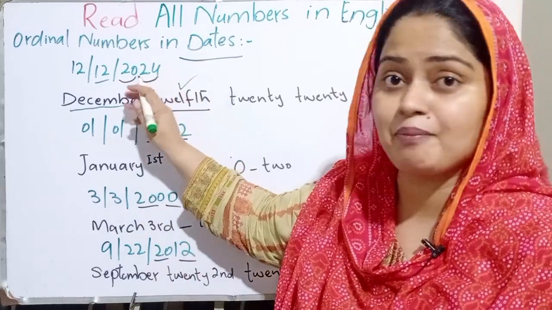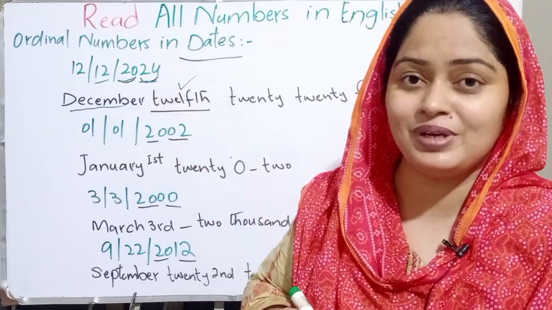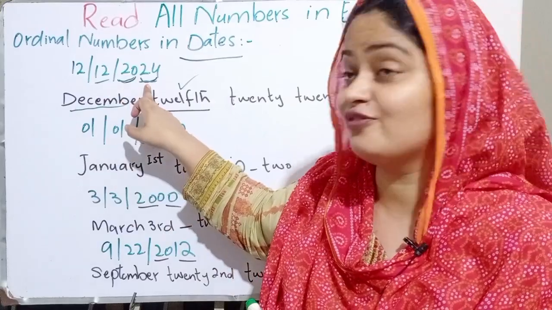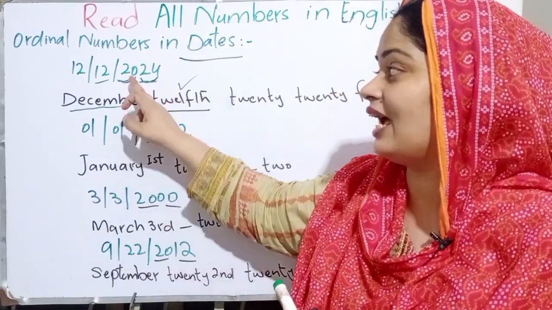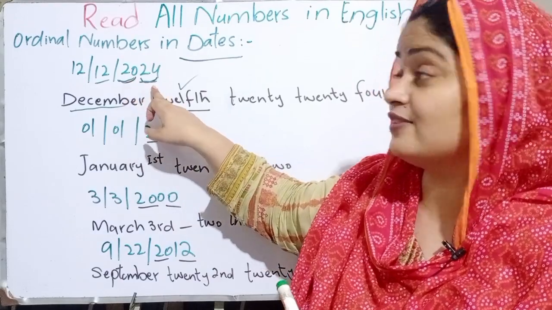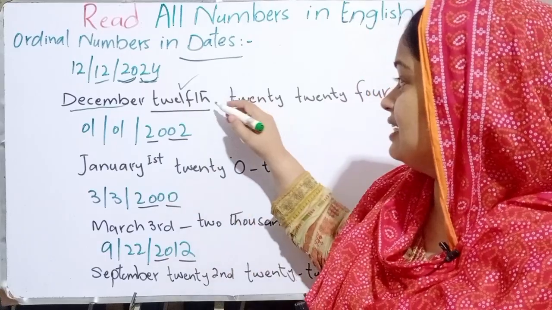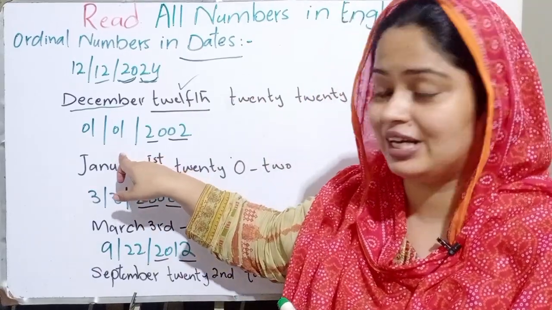Now you have to separate the year into two parts, first two and second two. It means twenty twenty-four. Reading it as two thousand twenty-four is also right, but the correct method is twenty twenty-four. The T is silent.